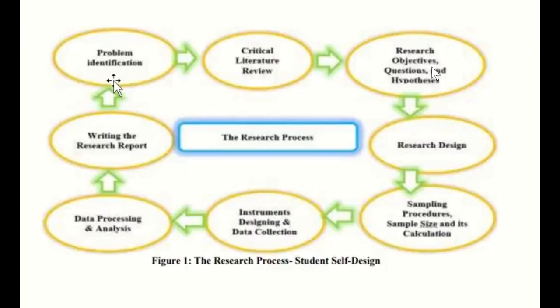Then from there, you get research objective, research question, and hypothesis as the case may be. And then you adopt a research design. From there, you also go into your sampling and sample size and the rest of them. Then you go into the instrument designing for data collection, data analysis, and then writing the research report. This is the research process. So we're going to do all these things using AI.